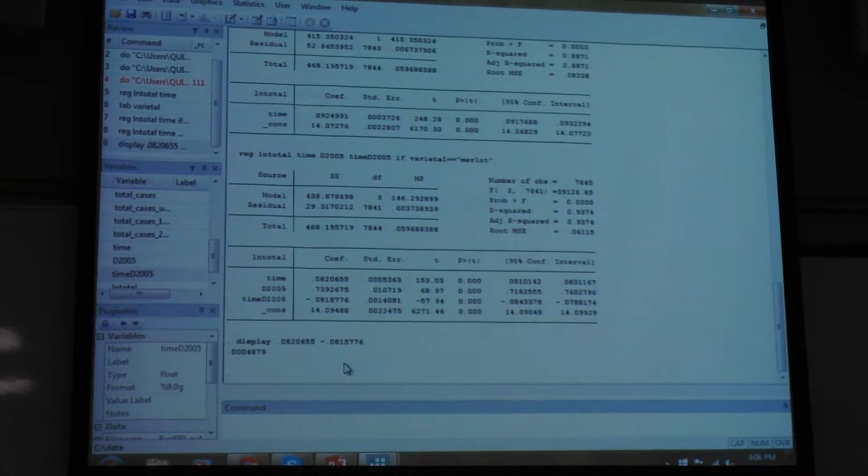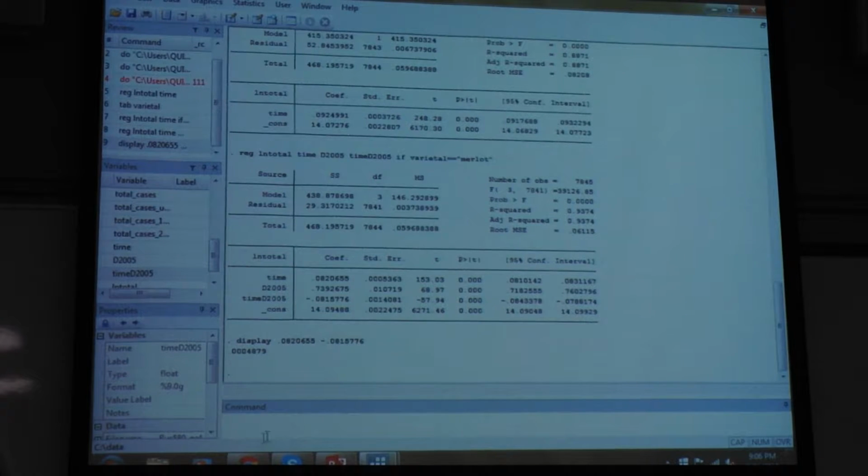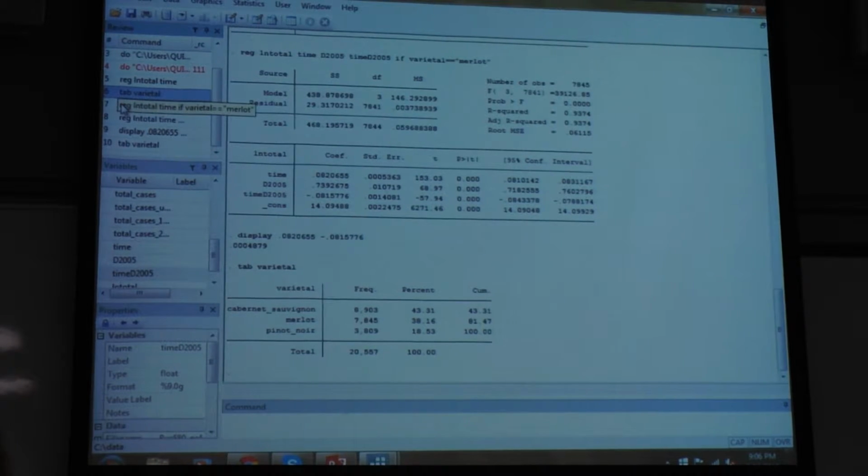All right, so let's do it. So the one is relatively easy. We already tabbed varietal, and we know it has 3 values: Cabernet Sauvignon, Pinot Noir, and Merlot.